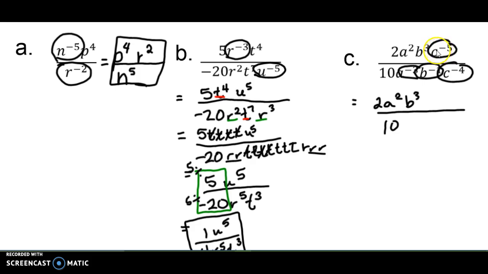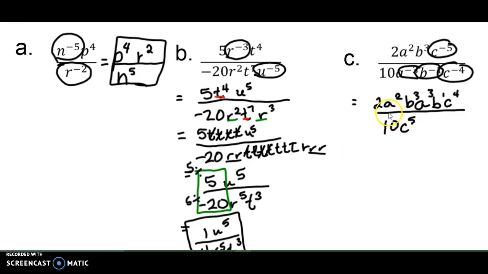All right, so my c to the negative 5th was on top. I need to move that to the bottom and make it positive. A to the negative 3rd was in my denominator. I need to move it to the top to make it positive. So I'll have a to the 3rd. B to the negative 1 needs to go to the top, so it'll have b to the positive 1, and c to the negative 4 goes to the top, so it's c to the positive 4.